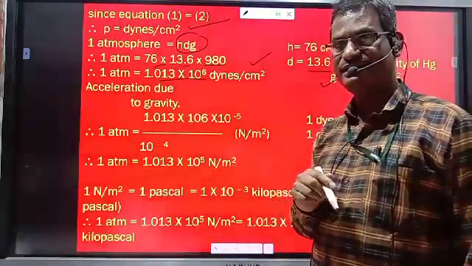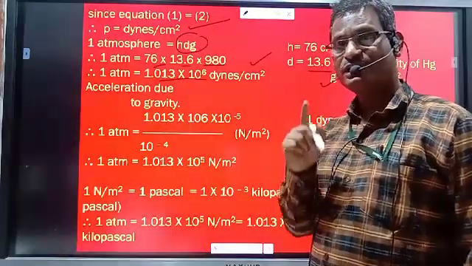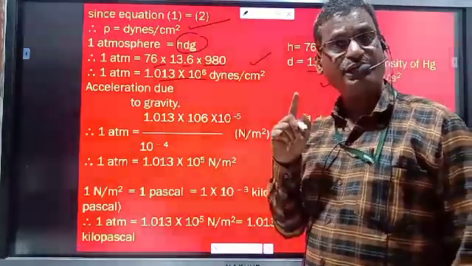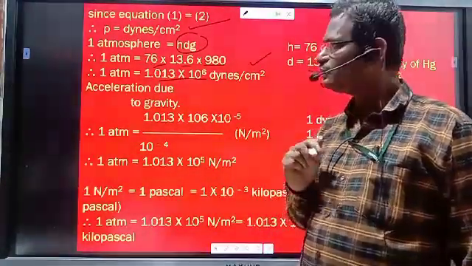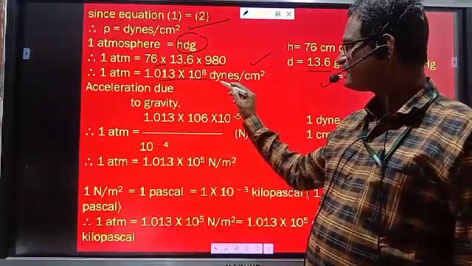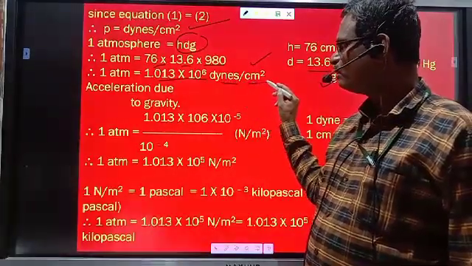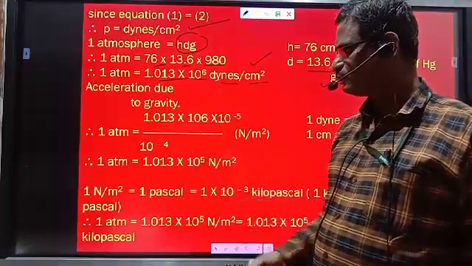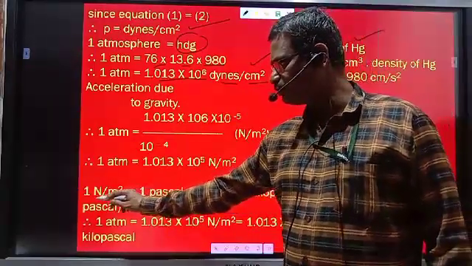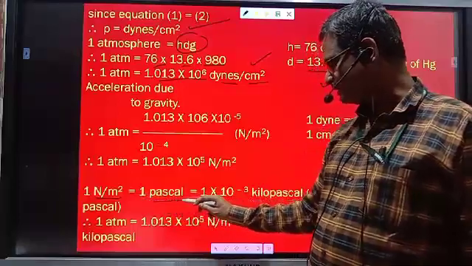Because in the first slide I have told you work done in joule, pressure in Newton per meter square, and volume in meter cube. Therefore this dyne per centimeter square we have to convert to Newton per meter square, and for that purpose we know this equation: 1 Newton per meter square is 1 Pascal.